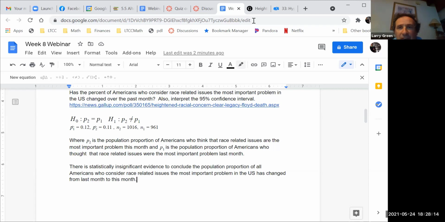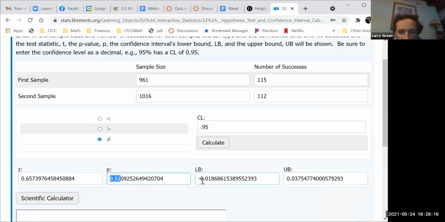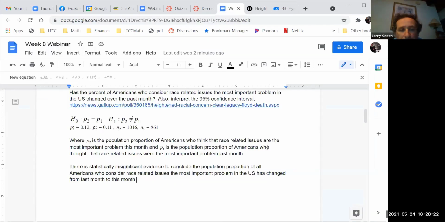Okay, the confidence interval, notice, was again negative 0.02 to 0.04. So let's write that out. So 95% confidence interval.